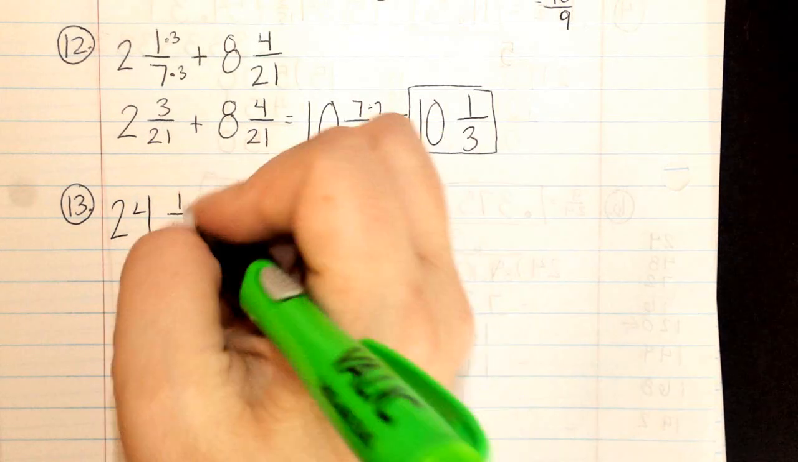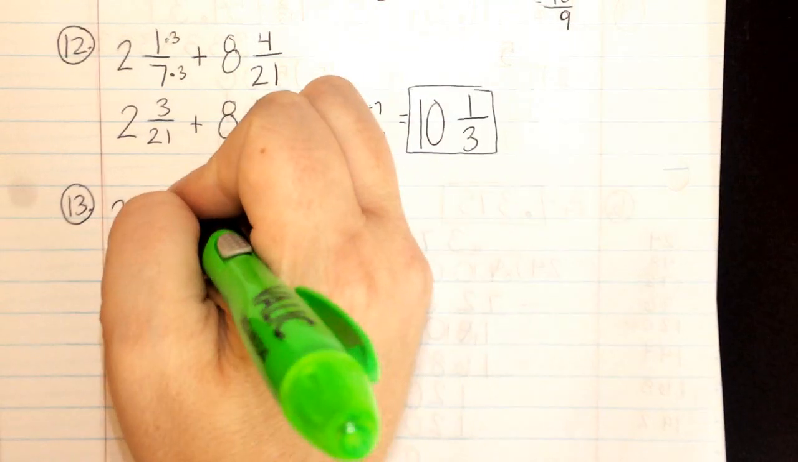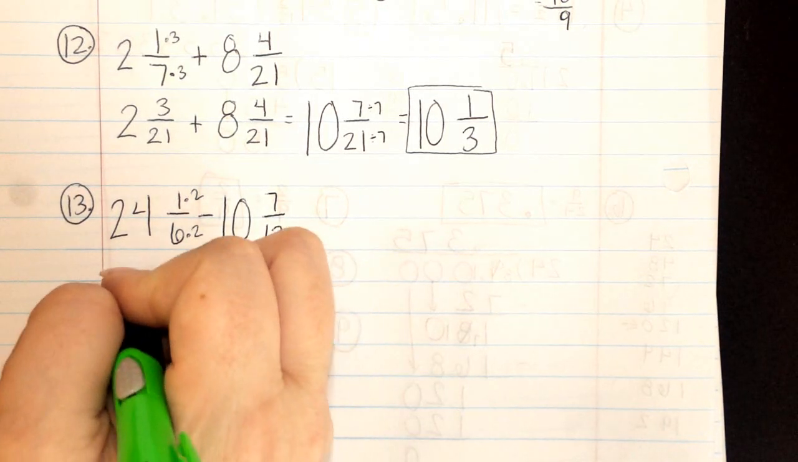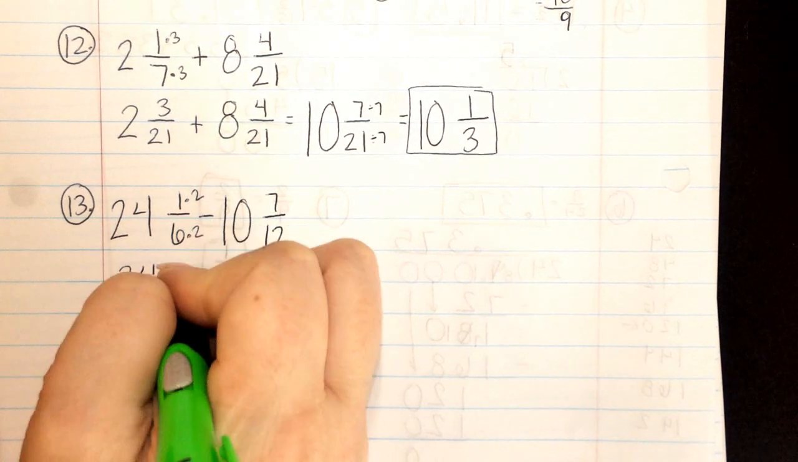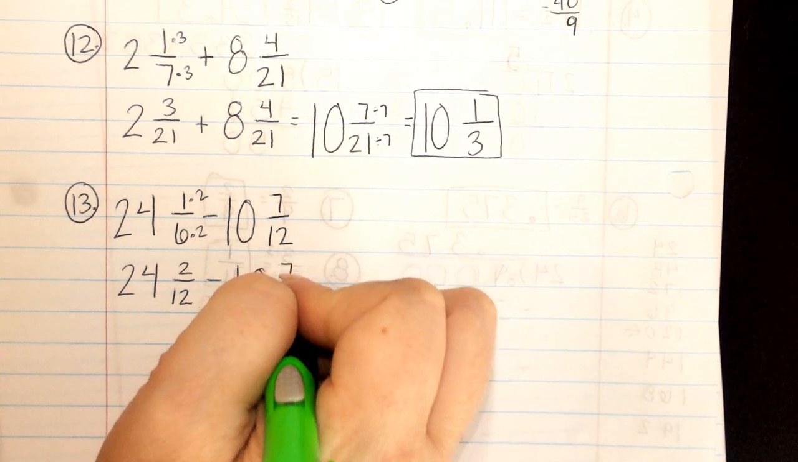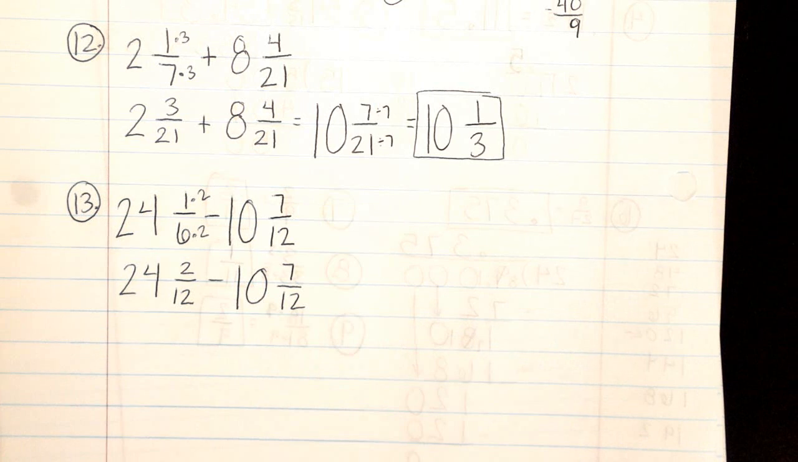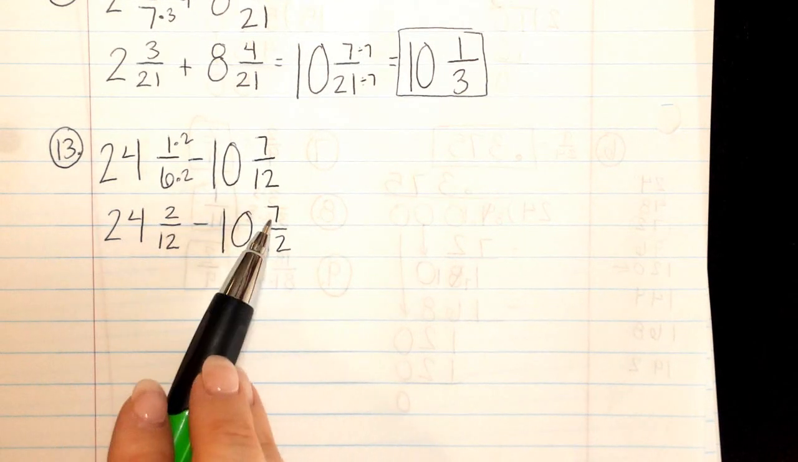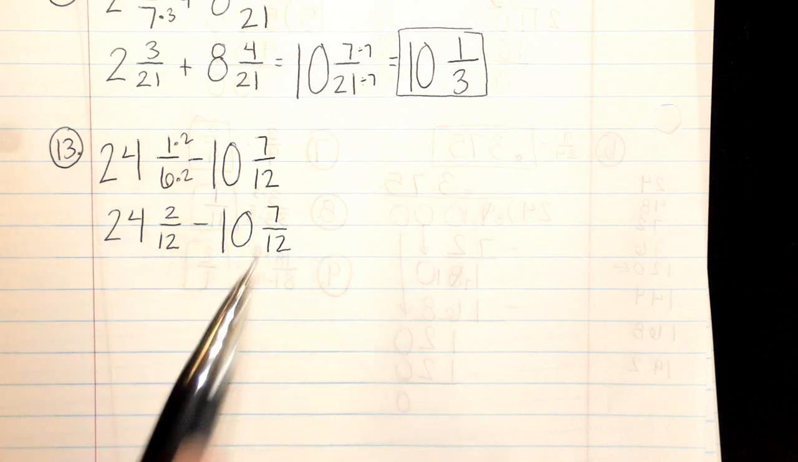Times 2. If I do it on the bottom, I do it to the top. All right, Jessica, what's my new problem going to say? 2/12. So I have 24 and 2/12 minus 10 and 7/12. I'm running into a little bit of a problem here. Can I do 2 minus 7? No, so we're going to have to borrow.